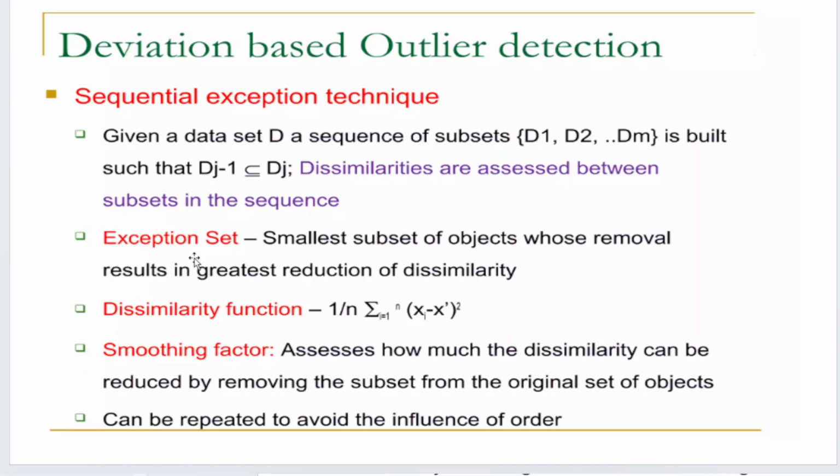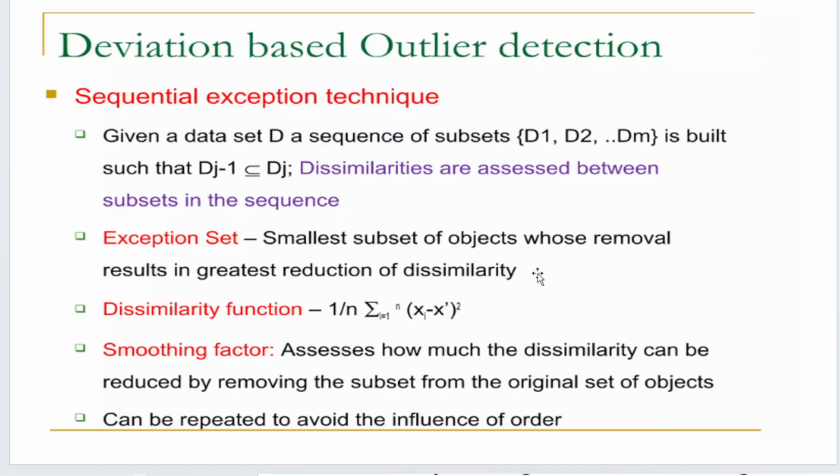What is the exception set here? The exception set is the smallest subset of objects whose removal results in the greatest reduction of the dissimilarity. If any exceptional subsets are there, we will try to find out what those exceptional subsets are.